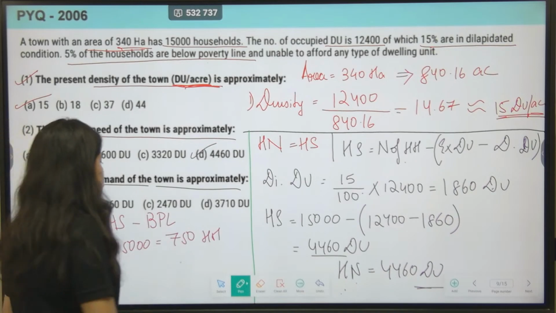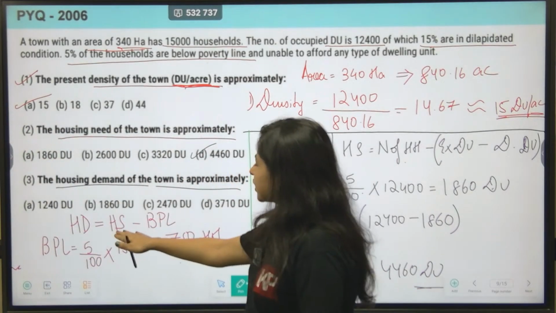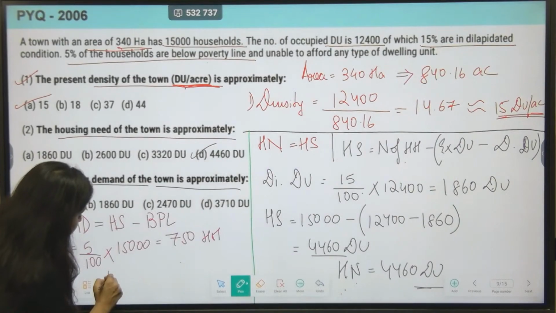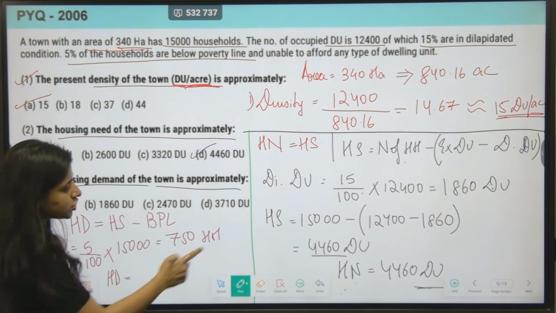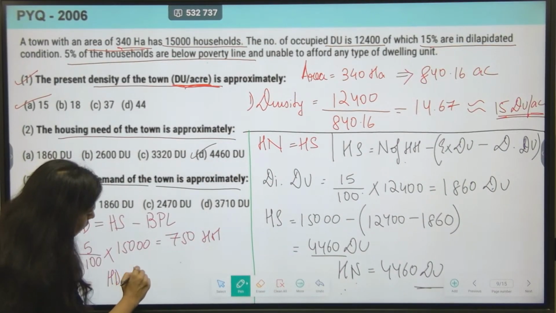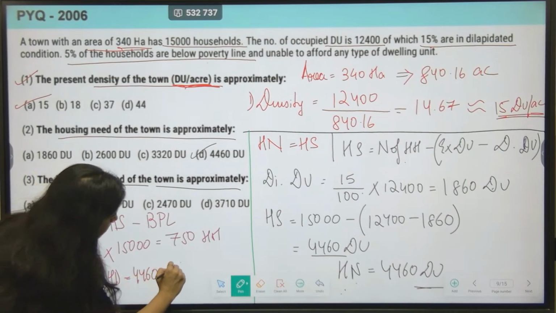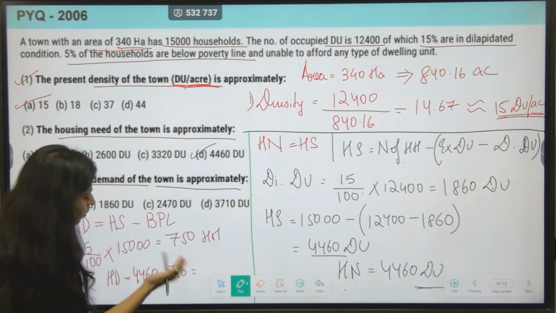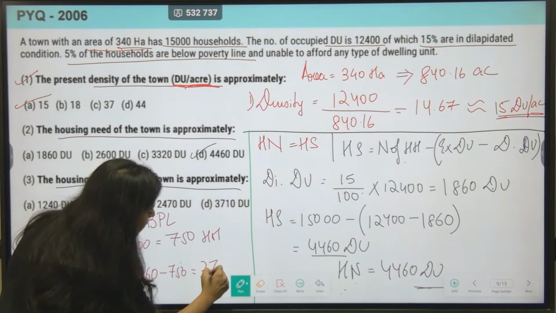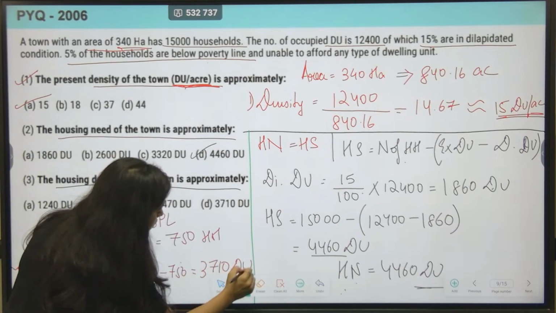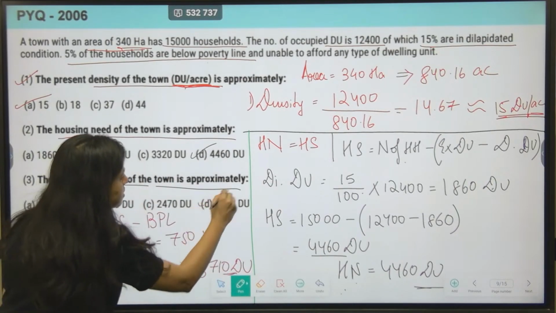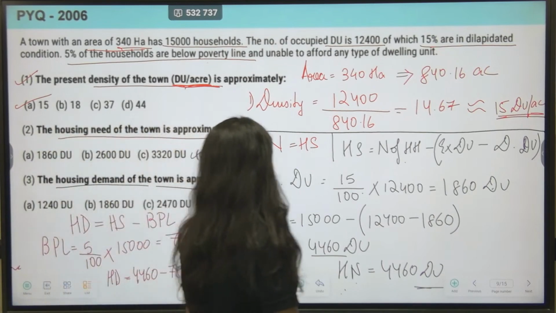So these 750 households are not able to pay. So that is why housing demand will be how much? Housing demand equals housing shortage minus BPL. What is housing shortage? 4460 minus 750. When you calculate this, you will get something like 3710 dwelling units. So 3710 is the answer. As per this, D is the answer.